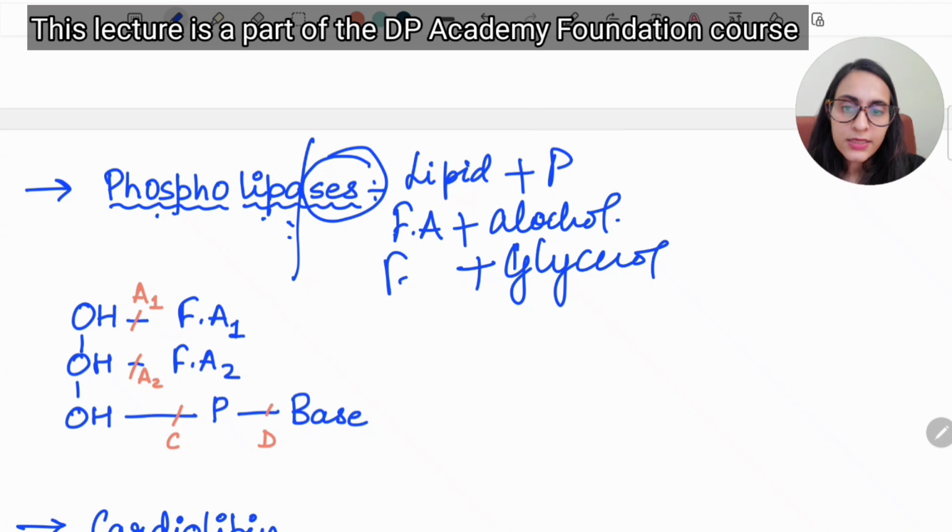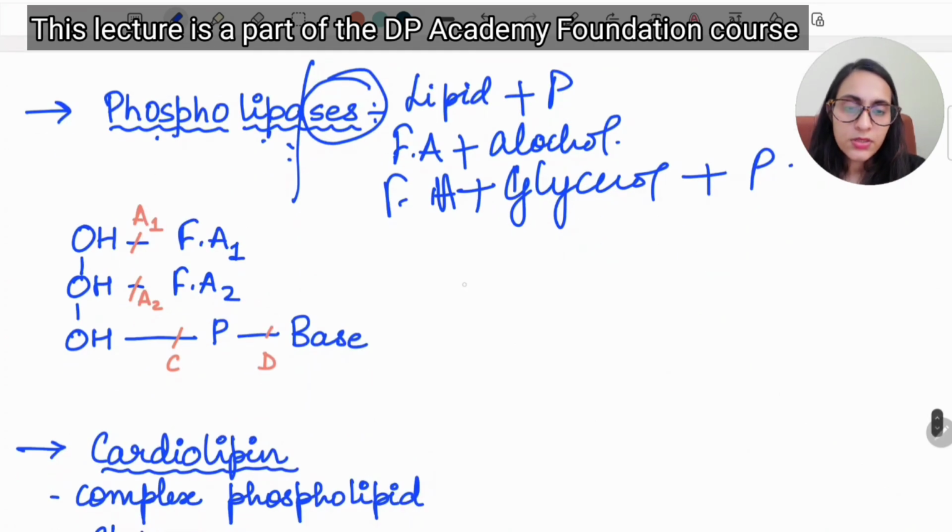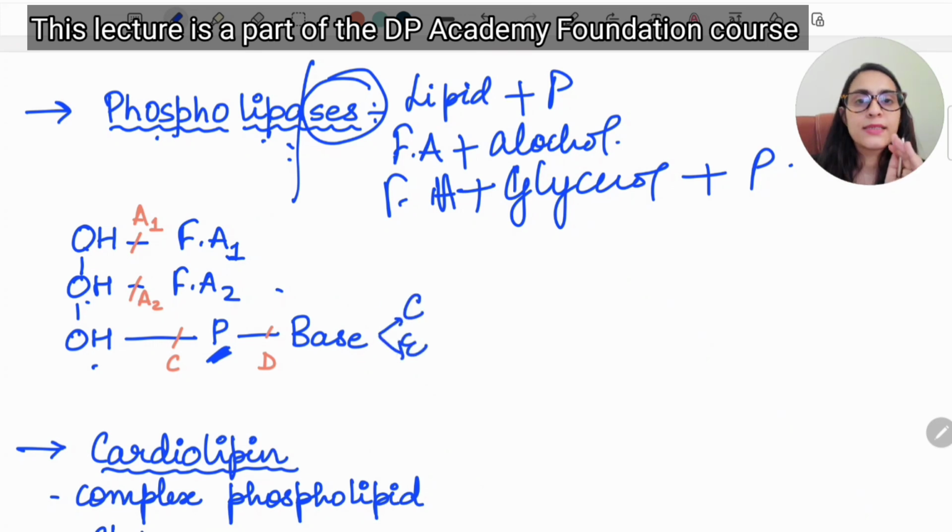So we can draw fatty acid, glycerol plus phosphate, and this is a phosphatidic acid. So this is OH, fatty acid, OH, fatty acid, OH, phosphate group, and to this phosphate group, a base is attached. Now the base can be either choline or ethanolamine. So the phospholipase enzyme breaks the phospholipid. It can break at several places.